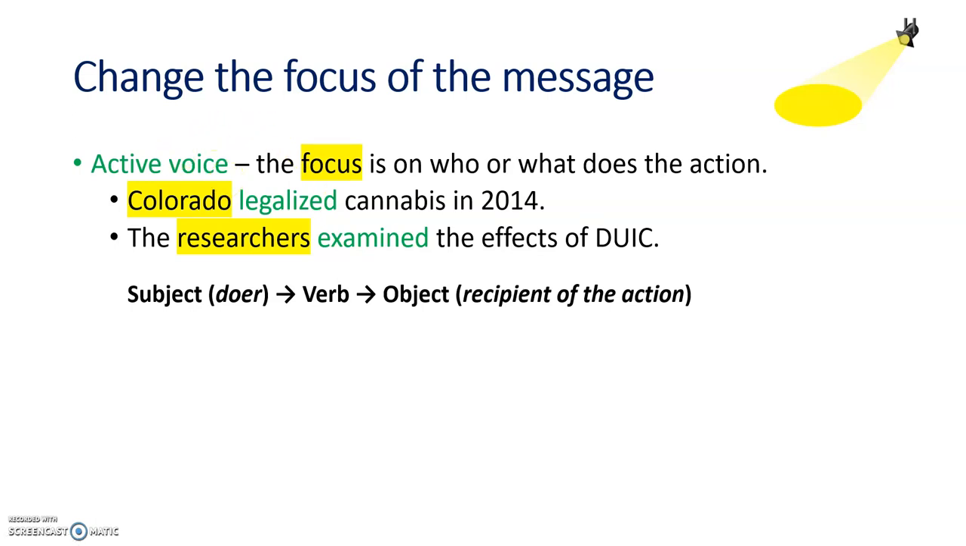want, the regular form. Another example is the researchers examined the effects of DUIC. So again here, our focus is that the researchers did the action. So basically we have the subject of the sentence, the doer, the verb, and the object, who gets the action. So who got the action in the first sentence? The cannabis. What's the recipient of the action? The effects of DUIC.